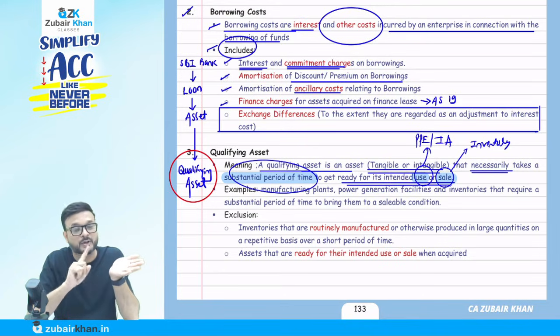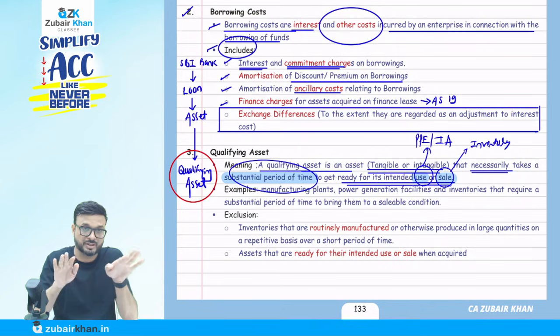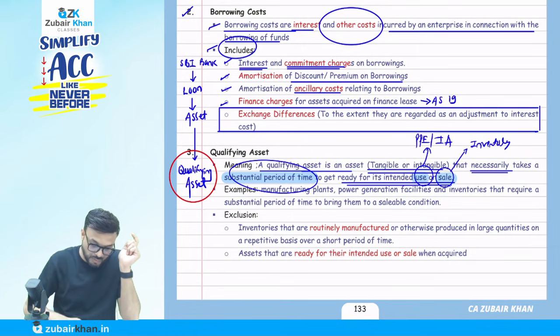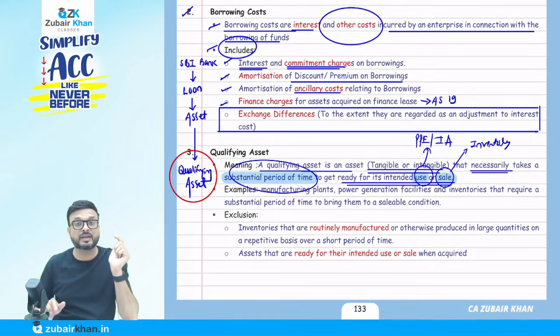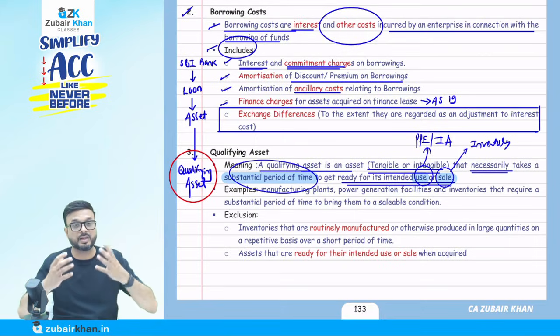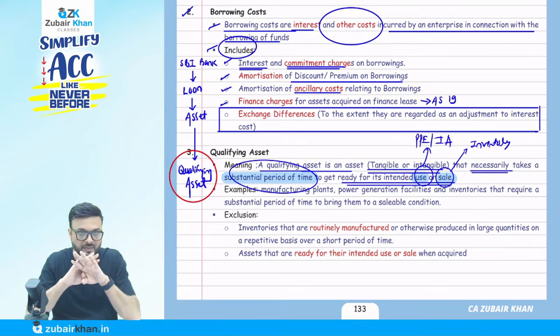We don't add interest to the cost of the inventory in general. But if that inventory is a qualifying asset, then we can add it to the cost of the inventory. In general, we don't do that. I don't know whether you remember it or not. If you go to Accounting Standard 2, in general we don't do that. We can add the amount of interest to the inventory only if that inventory is a qualifying asset, otherwise no.